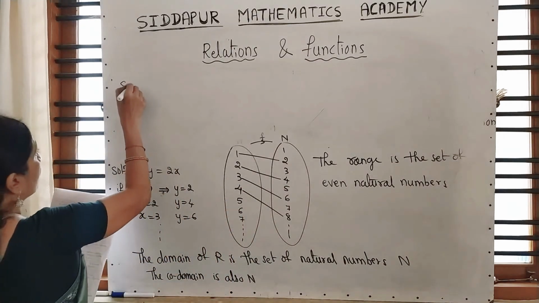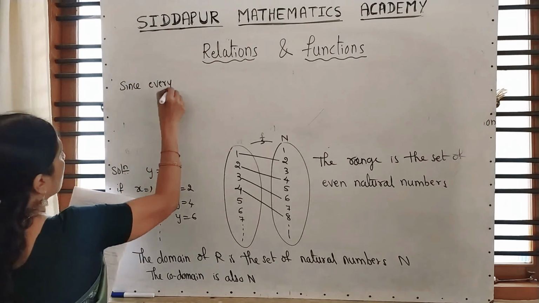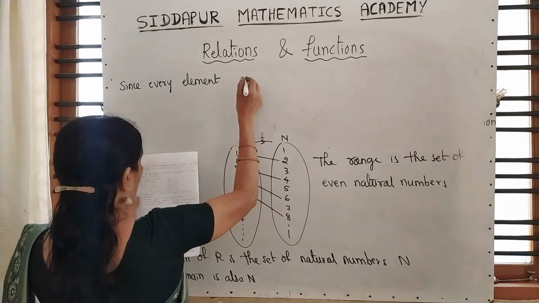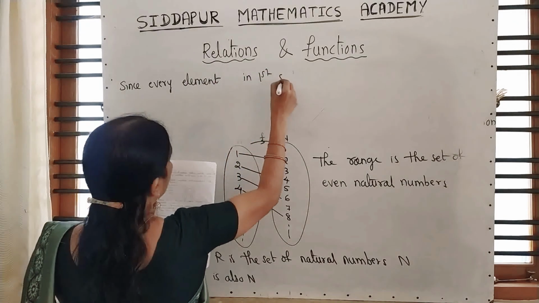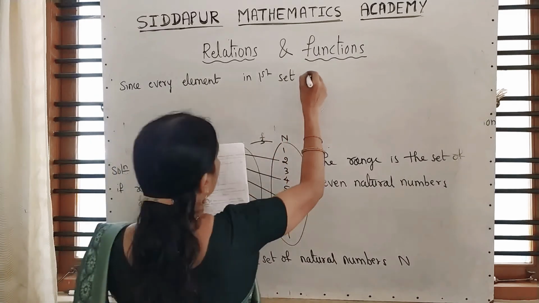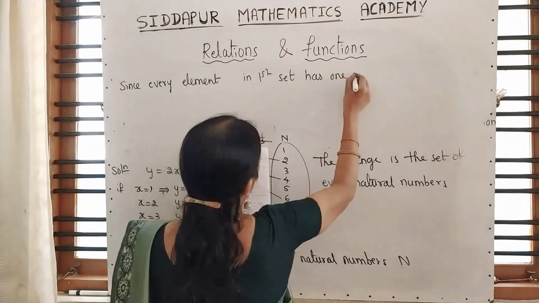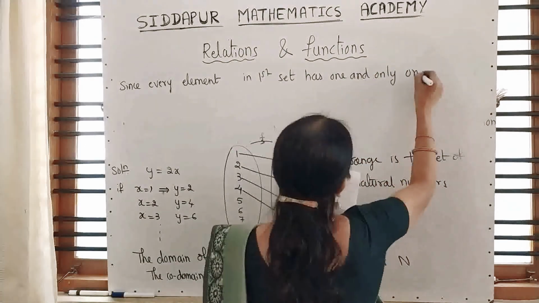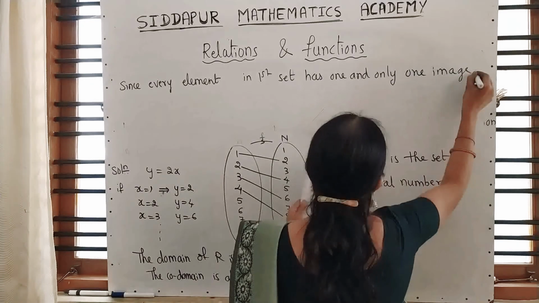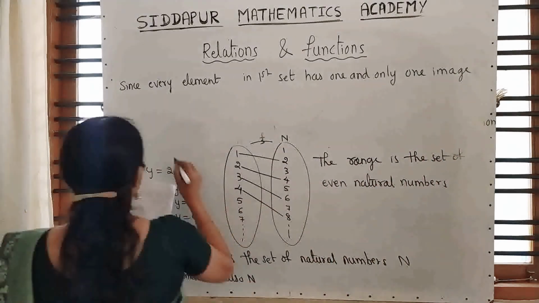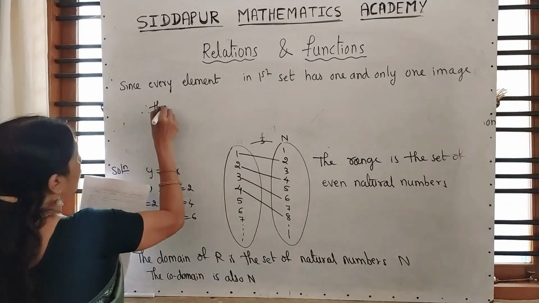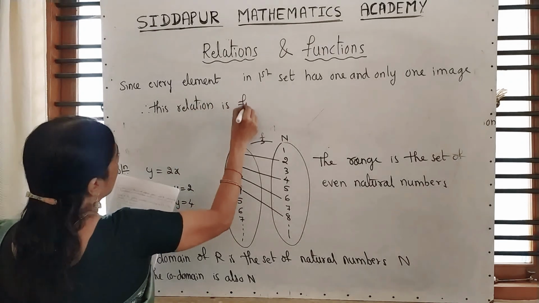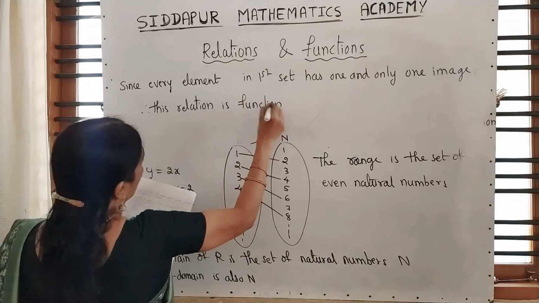And since every element of the first set has one and only one image, that means it is connected with only one element in the second set. Therefore, this relation is a function.